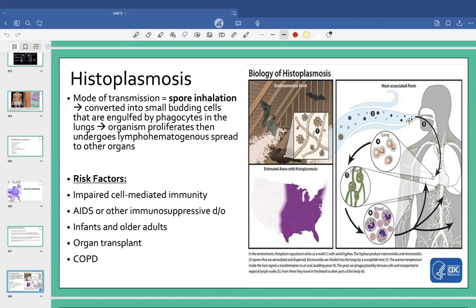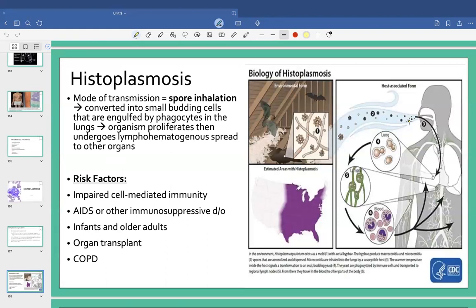The mode of transmission: infection presumably takes place through spore inhalation. So the spores are converted into small budding cells that are engulfed by the phagocytes in our lungs. The organism then multiplies and undergoes lymphohematogenous spread to other organs. So, spore inhalation.